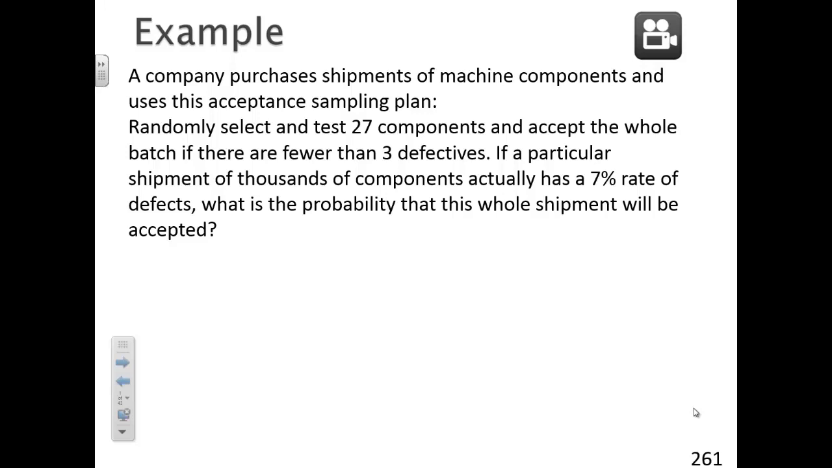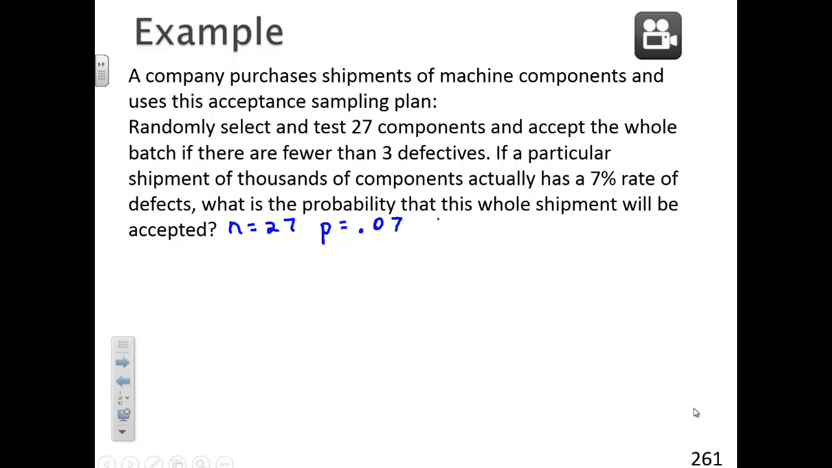So, let's think about what information we are given. We're given that they test 27 components, so that's our N, or our number of trials. And it says that the components have a 7% rate of defects. So that would be our P. And instead of writing 7%, we're going to write that as a decimal, so that would be 0.07.